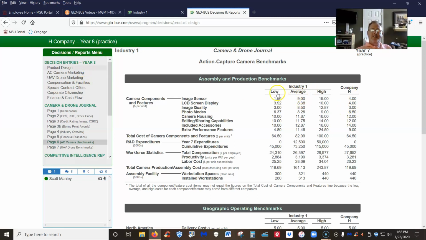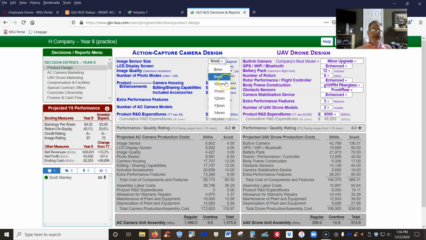So if I go back to product design and improve my image sensor size, if I improve my LCD size, if I improve my image quality and improve my number of photo modes, okay, now I'm exactly where I want to be. I'm at 4.7 stars. That's exactly where I wanted to be, remember? And my costs have only gone up about $10 per camera. So I've increased my quality almost 20%, but I've only increased my cost 8 or 9%, okay?